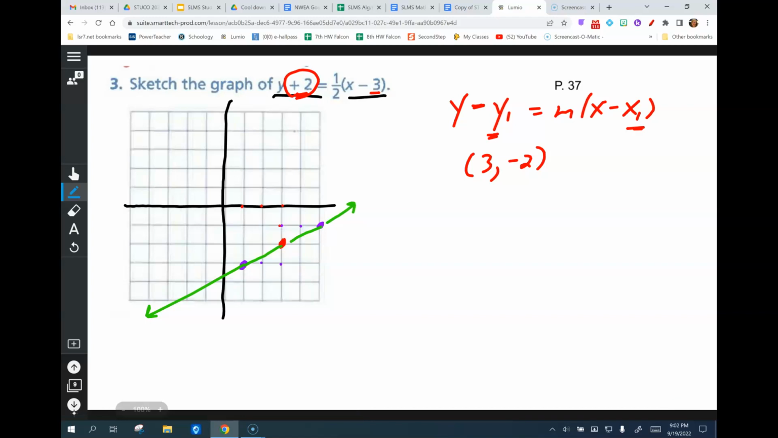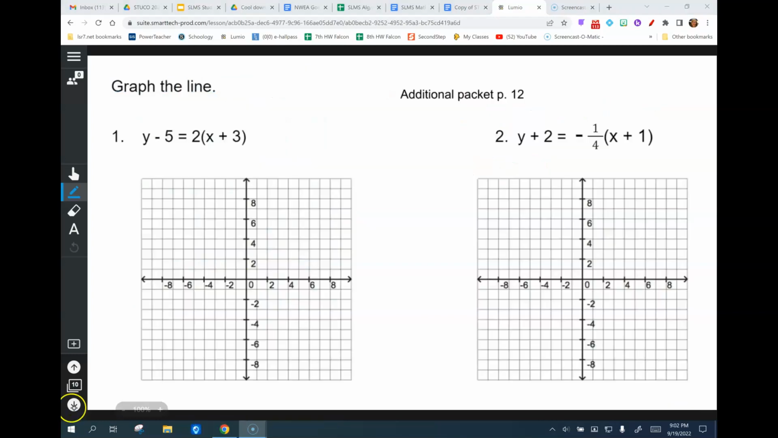So it's the same as graphing with slope-intercept, except you're given a point instead of the y-intercept. Everything else is the same. So now you need to go to your additional packet, page 12, and we're going to do some more of these. So let's identify what is the point and what is the slope.